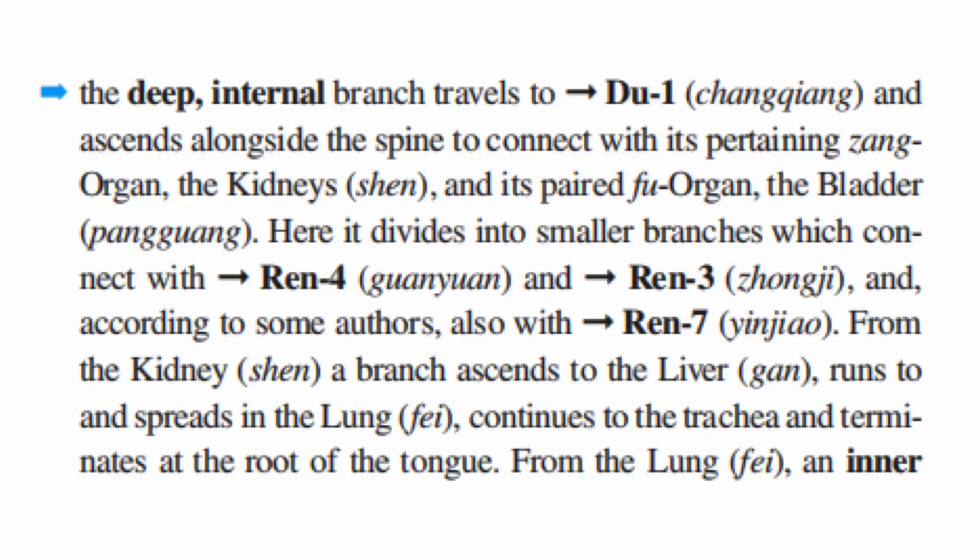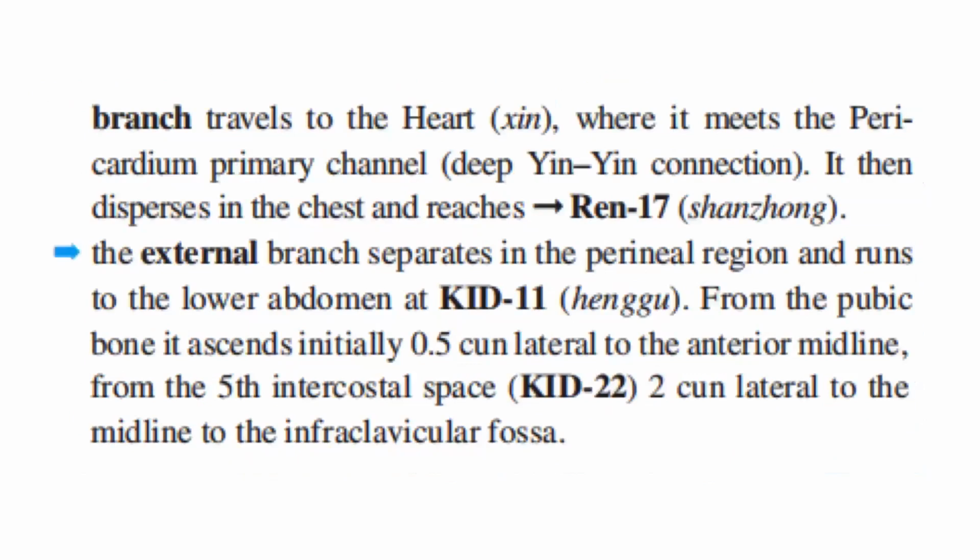From the kidney, a branch ascends to the liver, runs to and spreads in the lung, continues to the trachea, and terminates at the root of the tongue. From the lung, an inner branch travels to the heart, where it meets the pericardium primary channel, which is the deep yin-yin connection. It then disperses in the chest and reaches REN17.